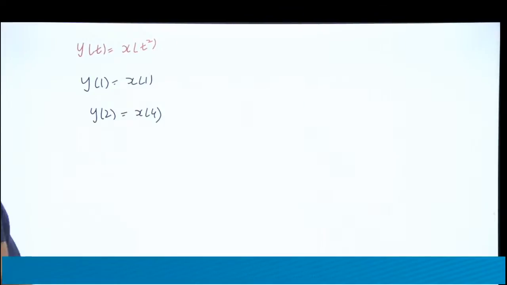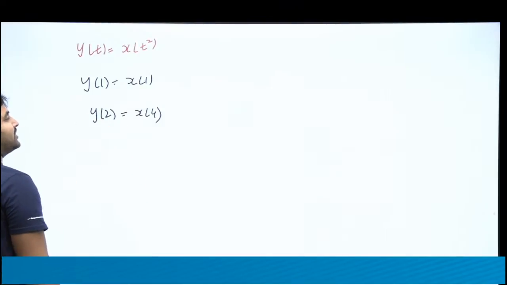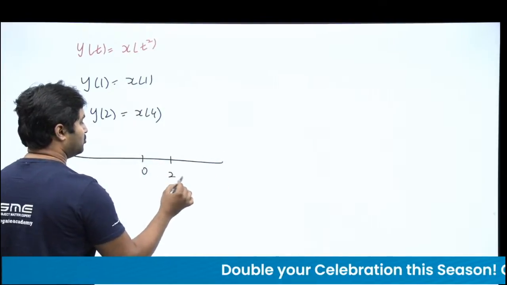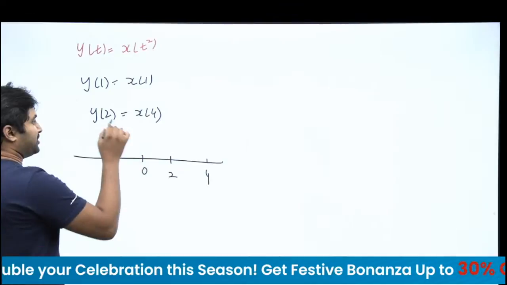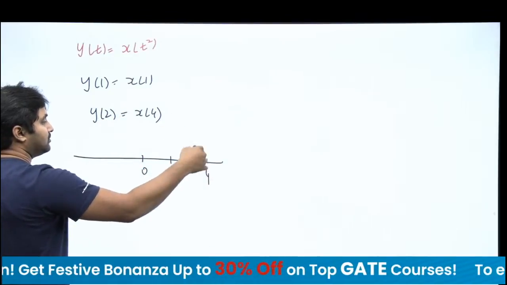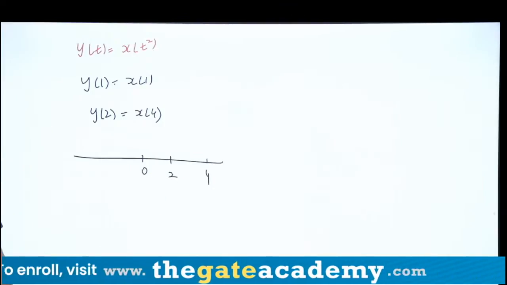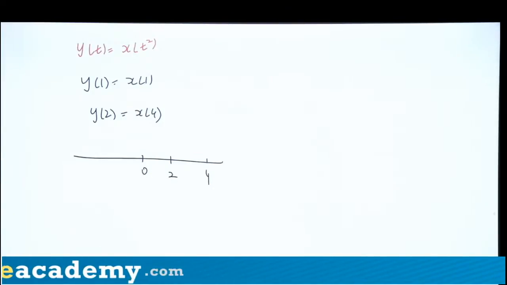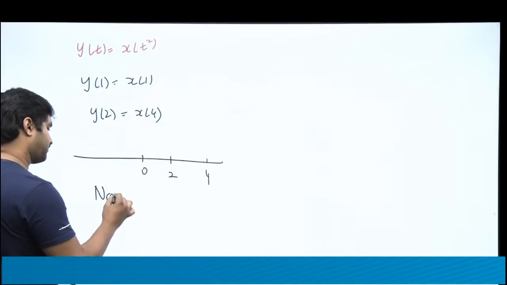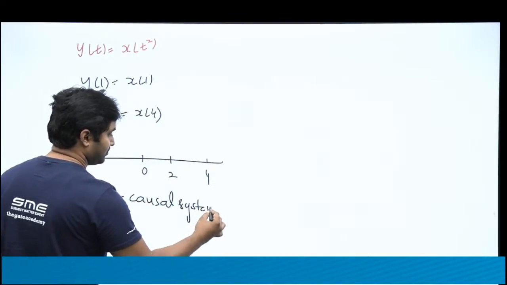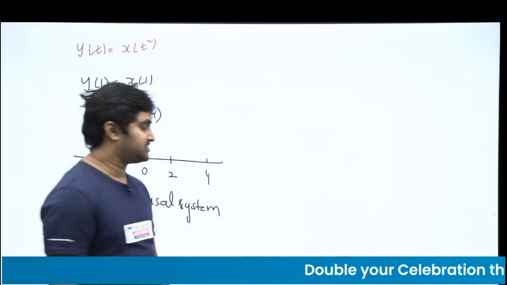So can you please tell me whether it is causal or non-causal? Straightforward non-causal, isn't it? 0, 2, 4. The output at t equal to 2 is dependent upon the input at t equal to 4. So it's a future input. So the system is a non-causal system. Yes or no? Next.